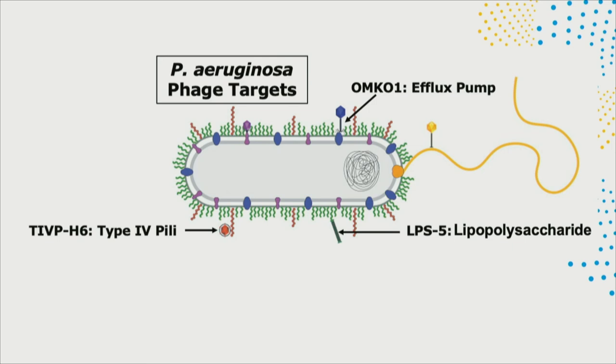These are the different targets of Pseudomonas that I'm going to be focusing on. Initially there were 3 phages that we were using in our initial cohort of compassionate use cases. The 3 different targets were the antibiotic efflux pump, OMK01, the type 4 pilus structure, and the LPS structure.